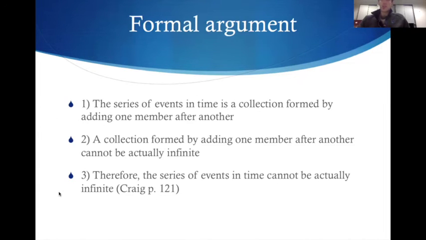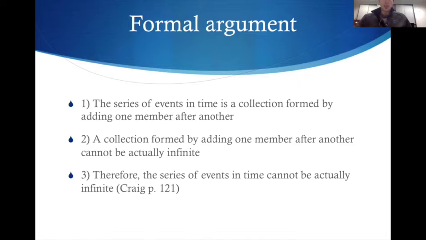So here is the formal argument that Dr. Craig sets out with, and it's this. One, the series of events in time is a collection formed by adding one member after another. Two, a collection formed by adding one member after another cannot be actually infinite. In conclusion, the series of events in time cannot be actually infinite. So let's look at each of these in turn.